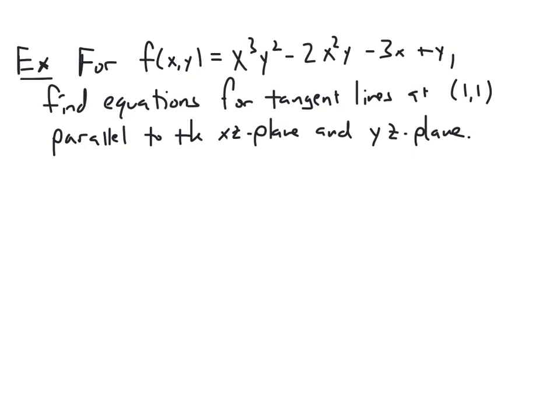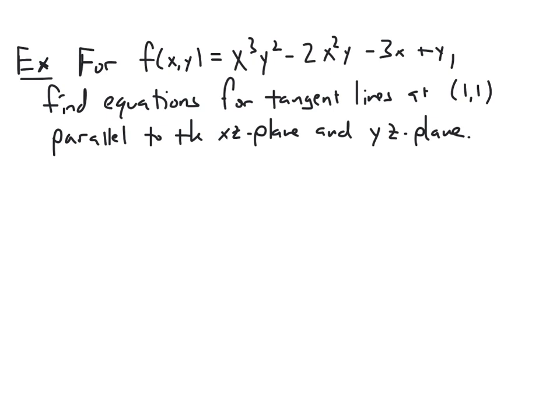In this video, we're going to look at some additional examples involving partial derivatives. So for this first example, we're going to look at the same function that we just found the partials for at the end of the previous video. f of xy equals x cubed y squared minus 2x squared y minus 3x plus y. And instead of finding the partials, what we want to do here is find equations for the tangent lines at the point 1, 1, parallel to the xz plane and parallel to the yz plane.